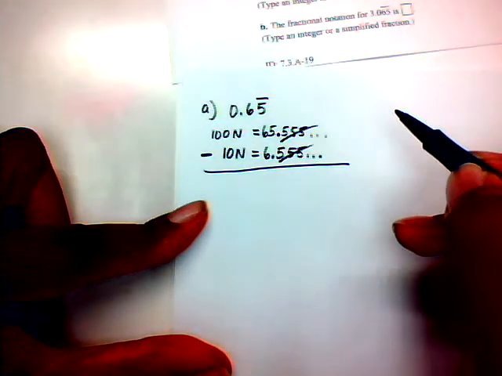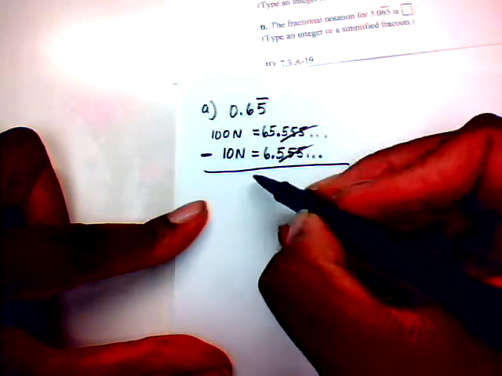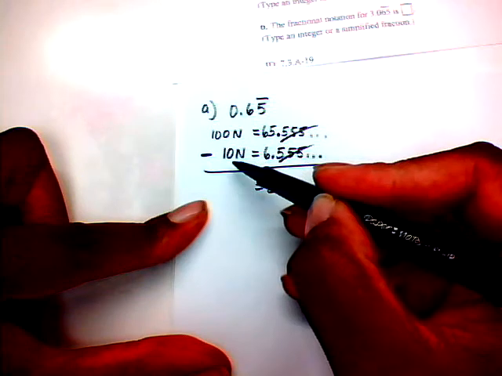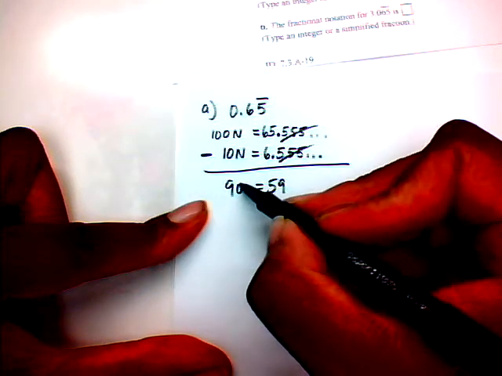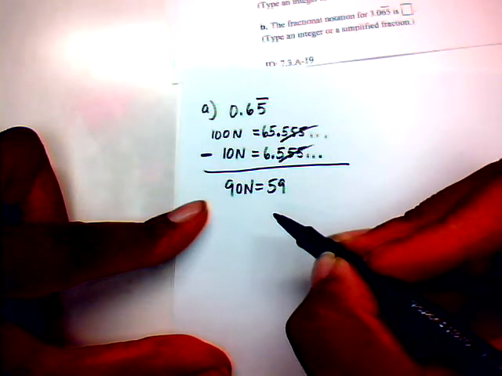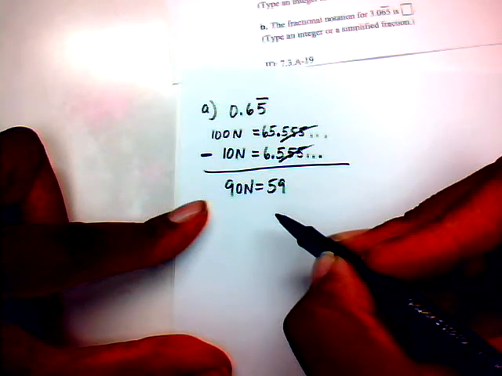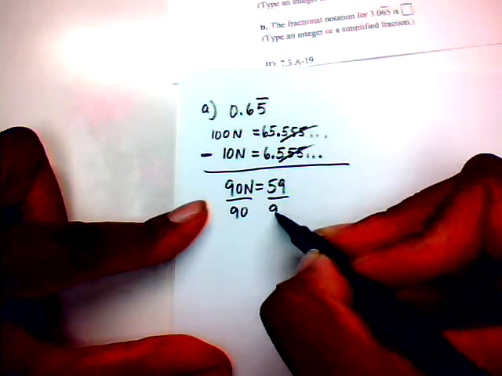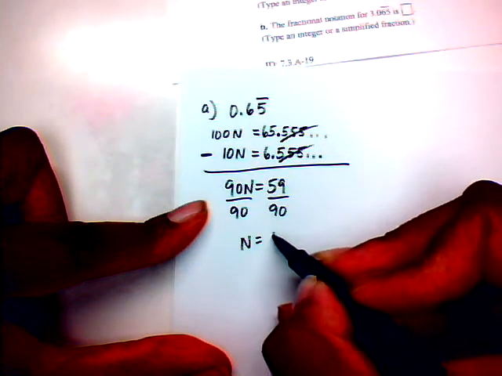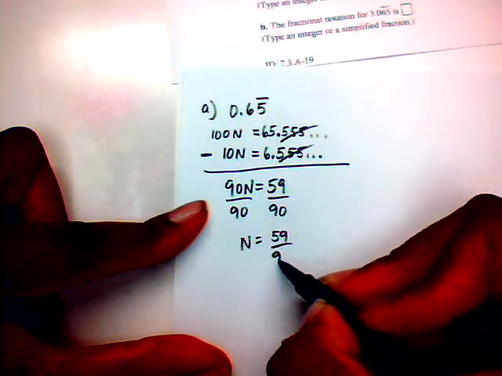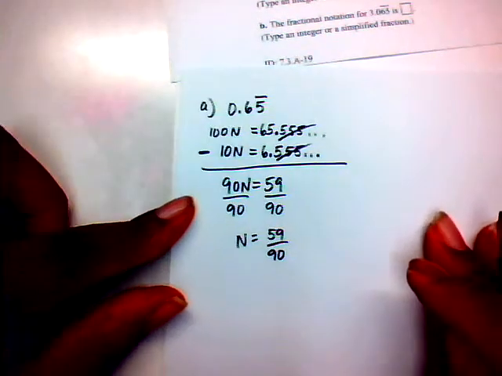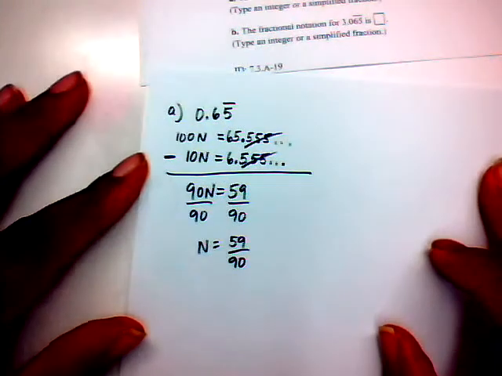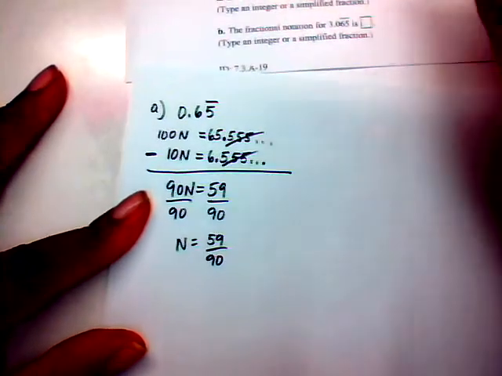And then I'm going to subtract these two off. The repeating part is gone. 65 minus 6 will be 59. And then 100n minus 10n will give me 90n. So I got 90n is equal to 59. Then we divide both sides by 90. That means n is going to equal 59 over 90. So 59 over 90 is the fraction for this decimal in simplest form.